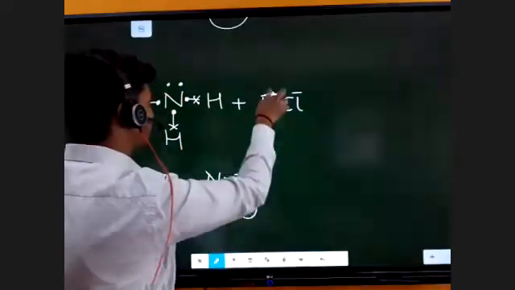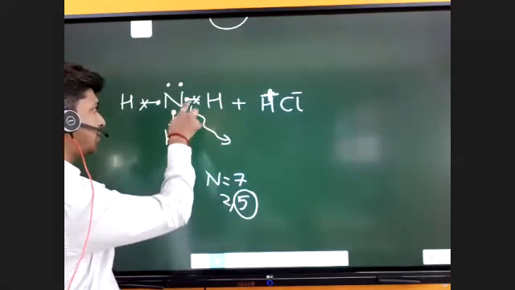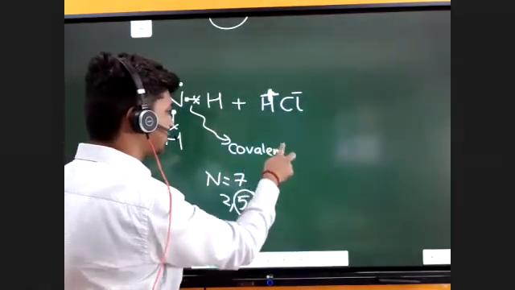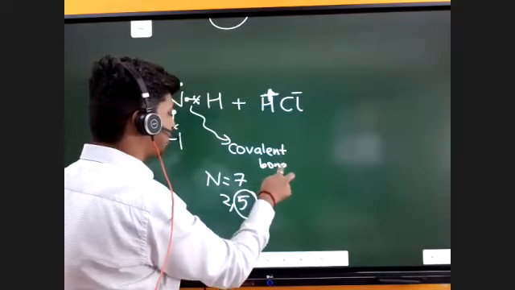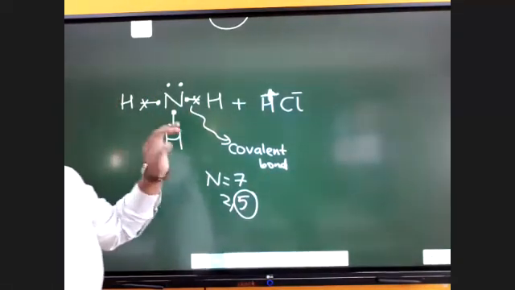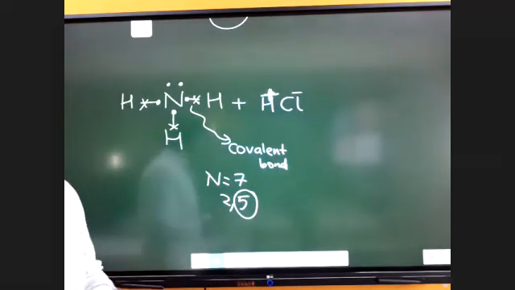Now, which bond has been formed between this nitrogen and hydrogen? All these bonds are covalent bonds. Yes or yes? All of them are covalent bonds. Why? Because one electron is being shared from hydrogen, one is being shared from nitrogen, and it's equal sharing. And as it is equal sharing, the bond formed is a covalent bond.